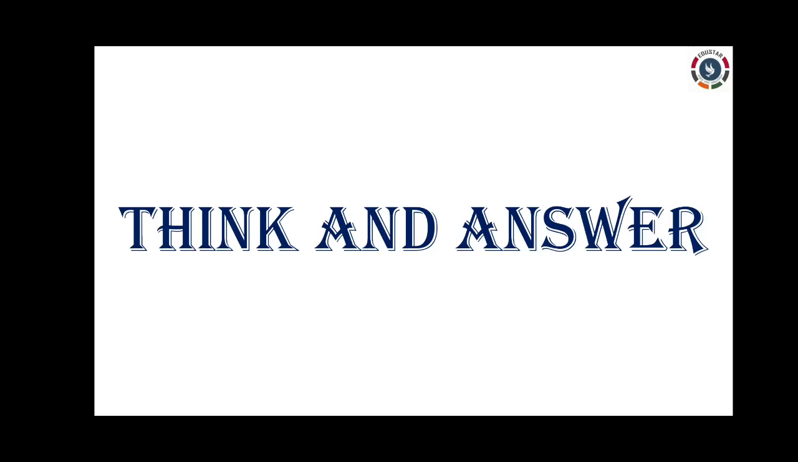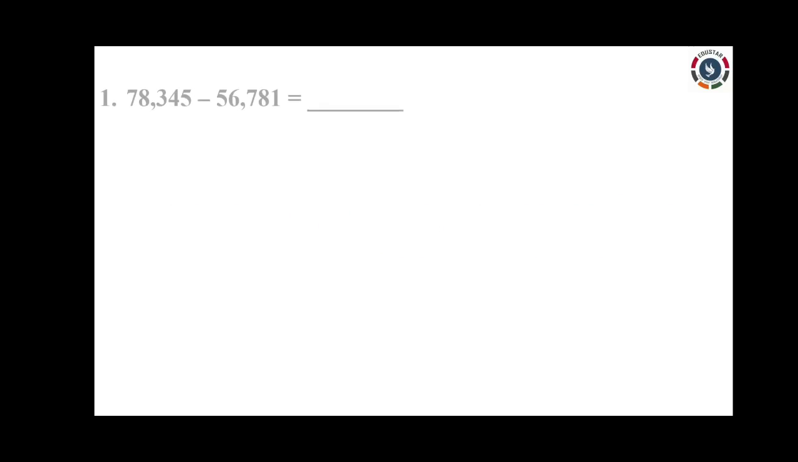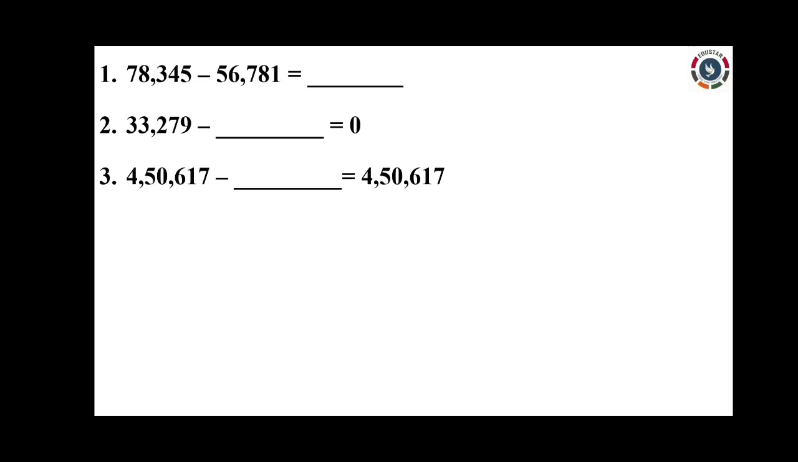Okay, let us start. First question, 78,345 minus 56,781, which is equal to dash. Second question, 33,279 minus dash, which is equal to 0. Third question, 4,50,617 minus dash, which is equal to 4,50,617.